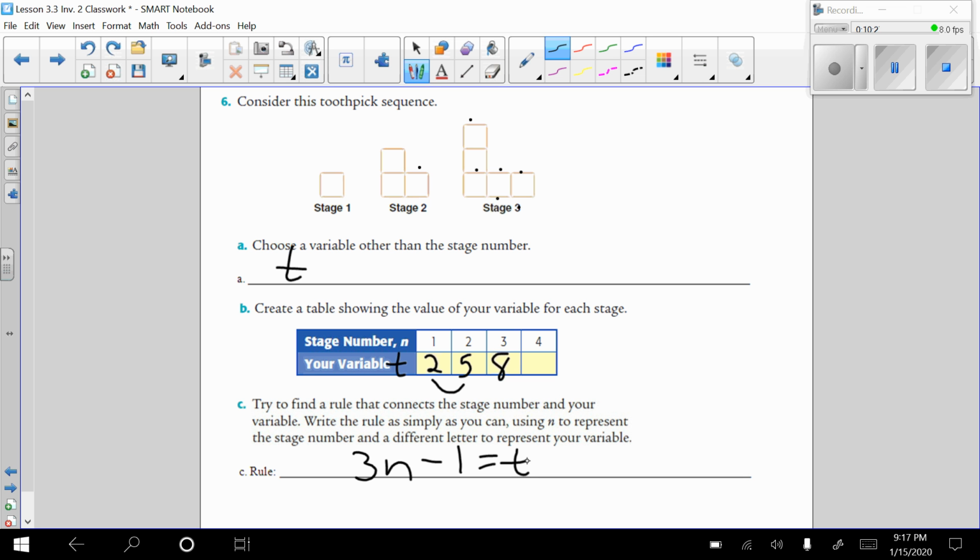Now I could go ahead and find out what stage 4 would be. Substitute 4 in for N. 3 times 4 minus 1. What does that equal? Well, that equals 11.